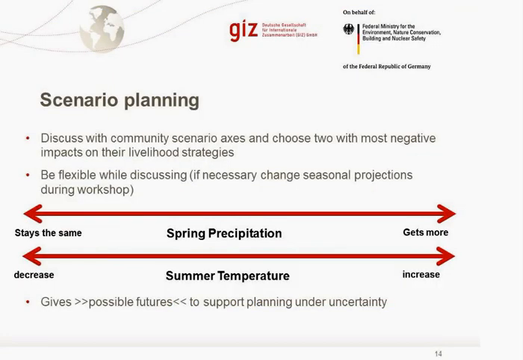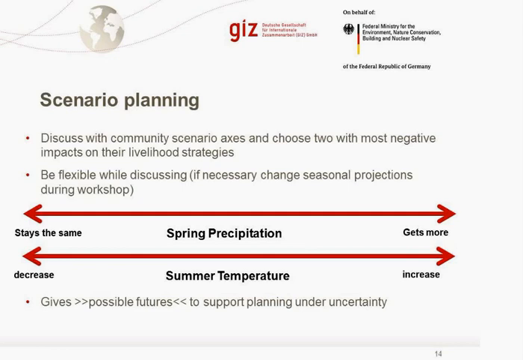And to give you a bit more of an idea of the scenario planning, what we mean by that is that when we discuss with the local community the adaptive projections for climate change, we identify jointly with them what kind of projected climatic change will be affecting the local population most severely.